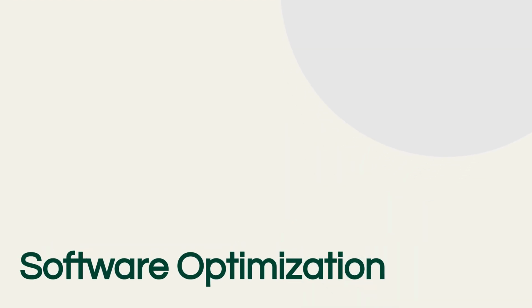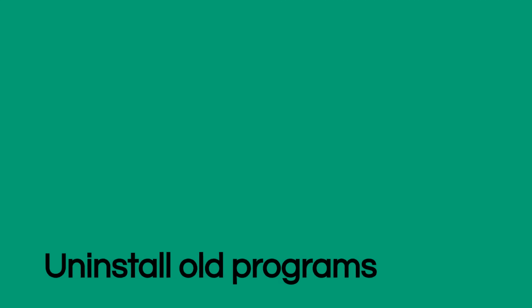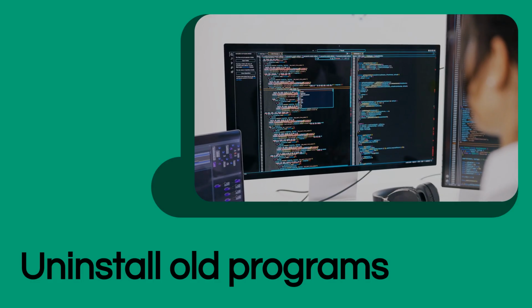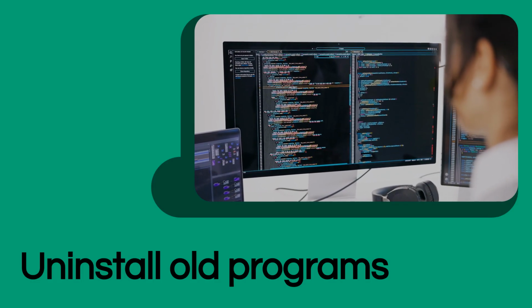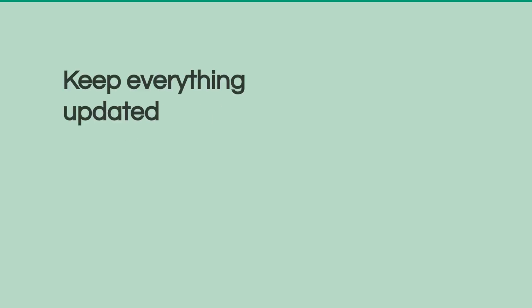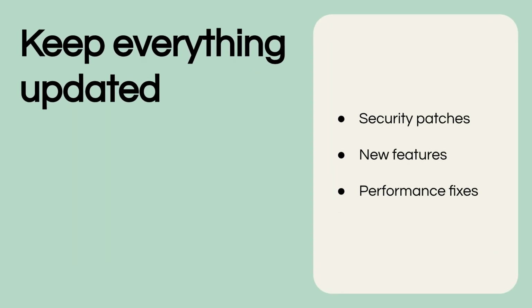Moving on to software optimization. Ensuring your programs and operating system are running efficiently is crucial for speed. Unused programs take up valuable disk space and can sometimes run hidden processes. Uninstall any software you no longer use. Always keep Windows and your device drivers updated. Updates often include critical performance improvements and security fixes.